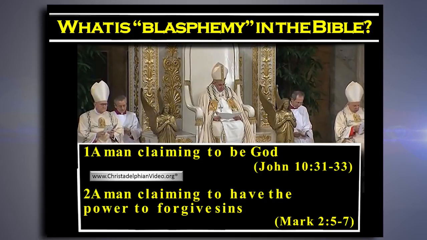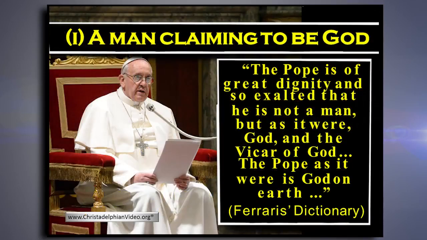Look at this. I'm just looking at Roman Catholic sources. You can look at any Catholic source and you'll have something very similar to this. A man claiming to be God. Let's just see what it says here. The Pope is of great dignity and so exalted that he is not a man, but as it were God and the vicar of God. The Pope, as it were, is God on earth. That's Ferrari's dictionary. That's probably the most famous dictionary. He's God on earth. That's the first definition of blasphemy. It's very clear. Yes?